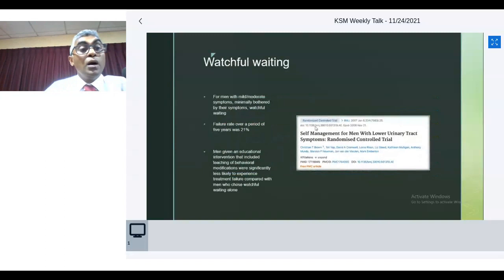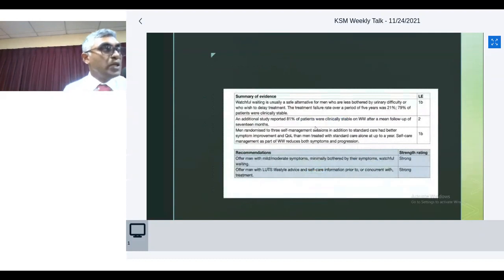So, who are the ones suitable for watchful waiting? For men with mild to moderate symptoms, minimally bothered by some symptoms, we can offer watchful waiting. And we should follow them up, and at the end of the 5 years, only 21% goes into the treatment arm. And with that, we should be educating them, we should be treating them with a lifestyle modification, which will help to keep them in the watchful waiting arm for a longer time. So these are the recommendations given by EAU for watchful waiting. For men with mild to moderate symptoms or minimally bothered by their symptoms, watchful waiting can be offered. It is a strong recommendation.